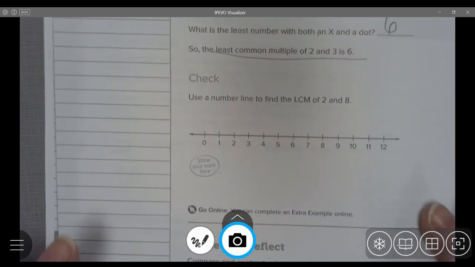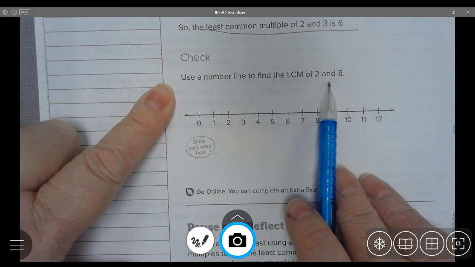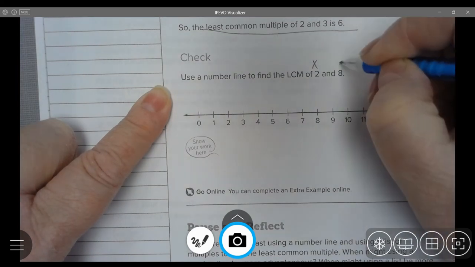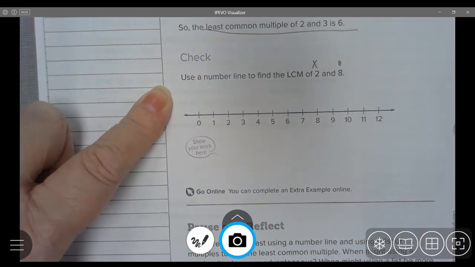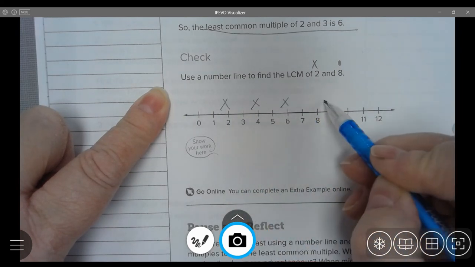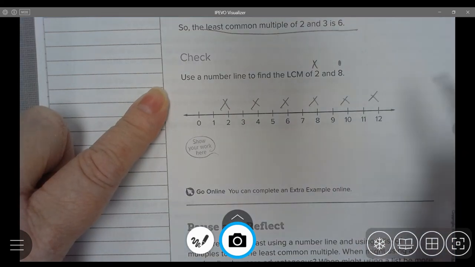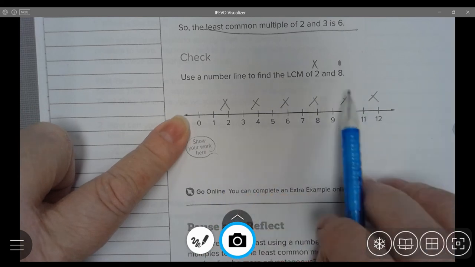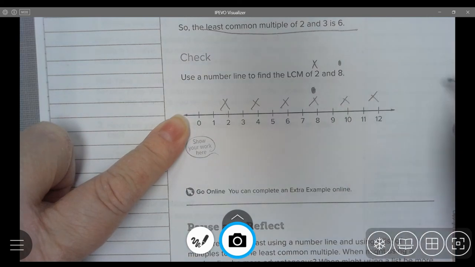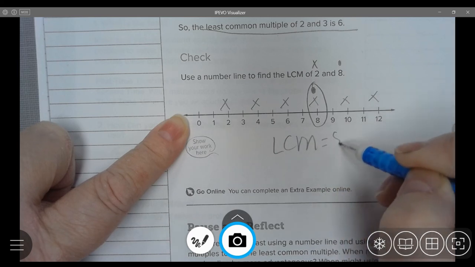Now let's practice using the number line. Use a number line to find the least common multiple of 2 and 8. I'm going to put X's above multiples of 2, and dots above multiples of 8. So 2, 4, 6, 8, 10, 12. And then dots above multiples of 8. So 8, there's no 16. So 8 would be the least common multiple.